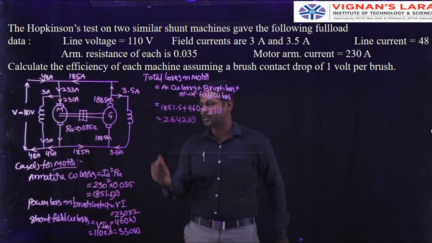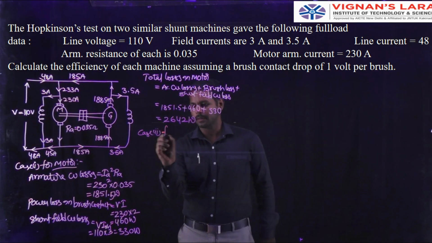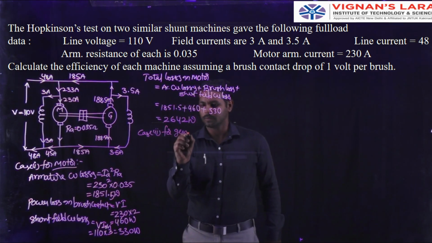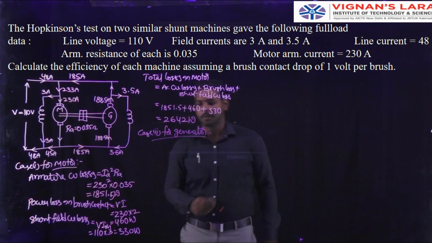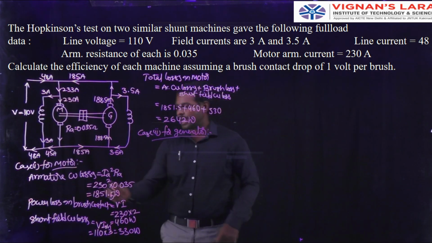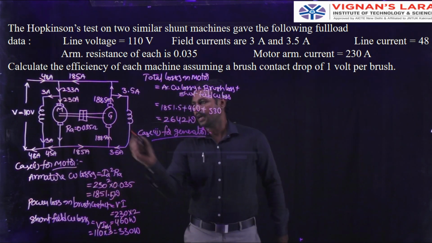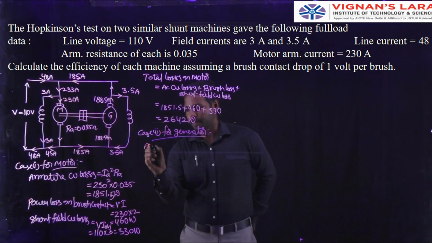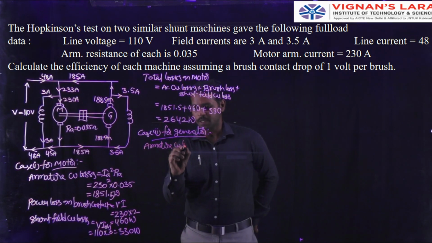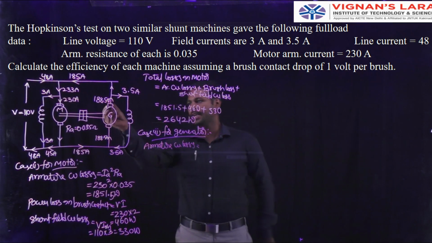So case number 2 is for the generator condition. Similarly, the same parameters are calculated in the generator. The first one is the armature, where we can calculate the armature copper losses. The armature copper loss is calculated with the armature current, which is 188.5.